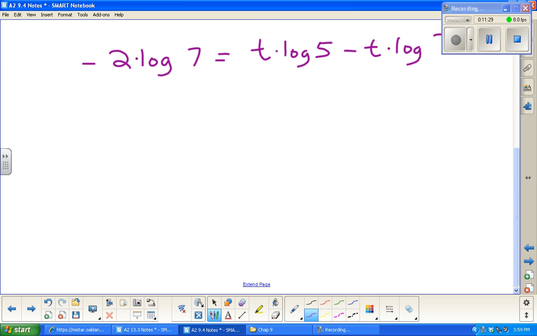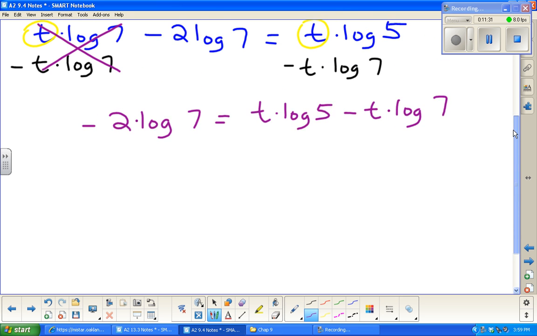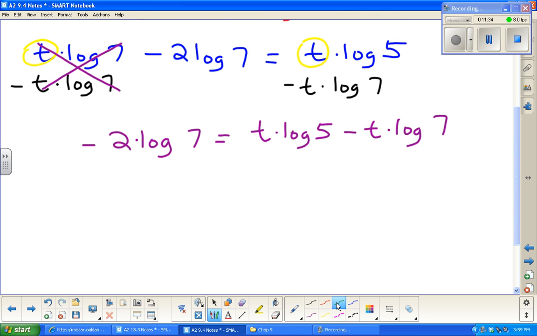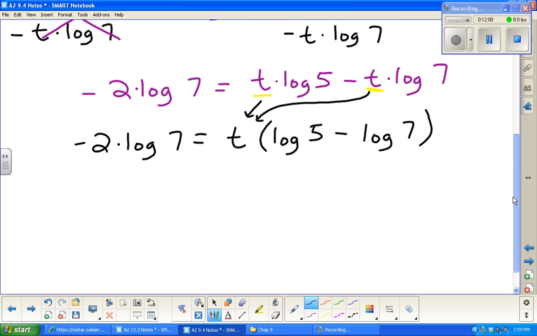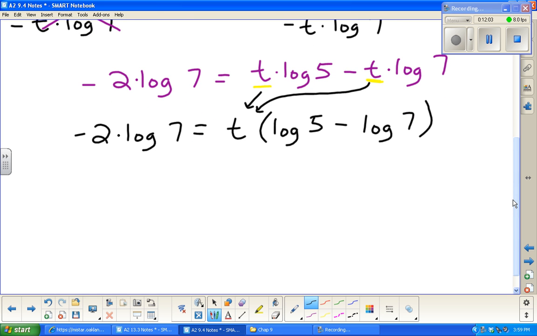And here's why I did that. This is a little trick. Once you see it, you'll see why. The reason I did that was because now we can do a little factoring. These things both share a t. So if I rewrite this side and factor that t out, common factor of t, then if that t is brought out front, it would just be log 5, and it would just be minus log 7. And check that that would distribute back out, t times the log of 5 minus t times the log of 7.